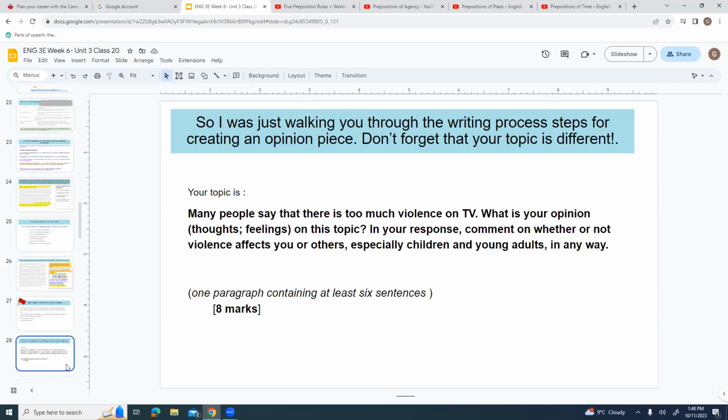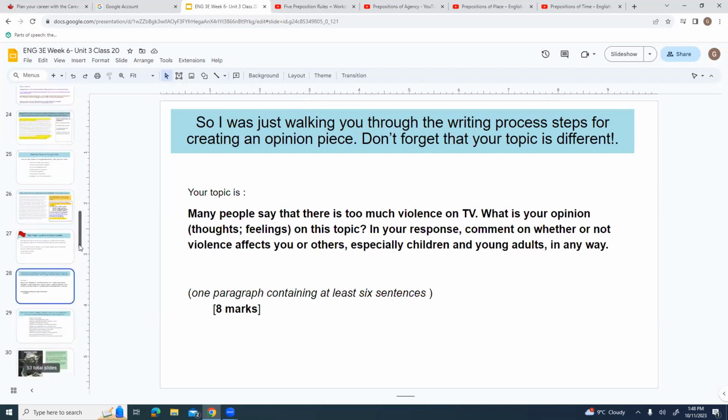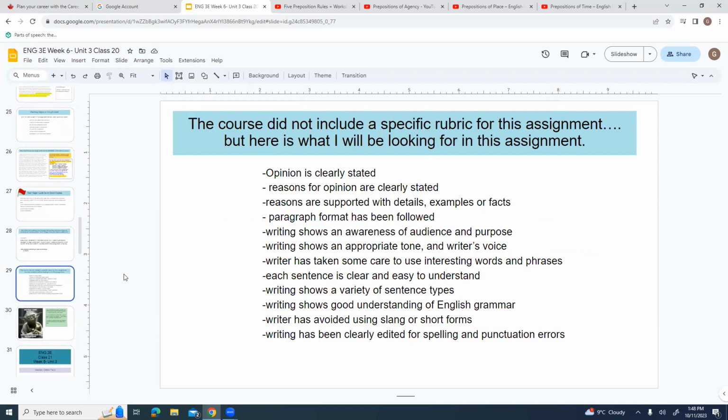That is a paragraph, one big paragraph, at least 6 sentences, could easily be more, right? Feel free to go longer, 8 or 10 sentences is fine too, right? Don't feel like you can only write 6. You have to write at least 6. Okay.